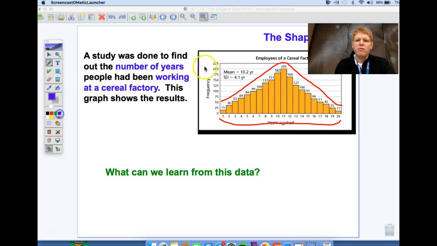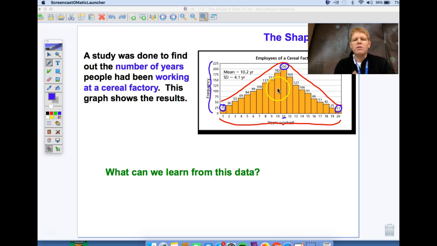And along the side, we have the frequency, which is a word that we use in statistics. It just means the number of people or the number of things, the measure. If we look at the number of people who have worked 1 year, that's right at 15. So we have 15 people who have worked 1 year. Over on the other side, we have 11 people who have worked 20 years. And here in the middle, we have 200 people who have worked right at 11 years.